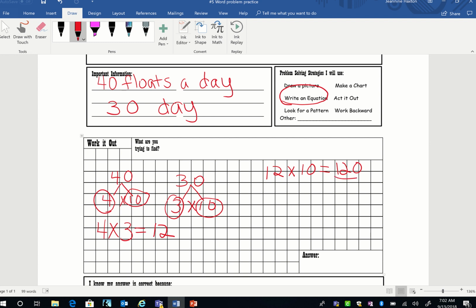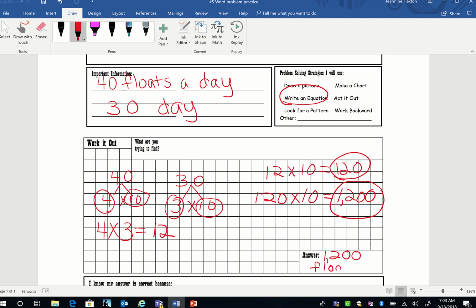And then I'm going to take this number and multiply 120 times 10, and that will equal 1,200, because again, we are shifting a place value, so everything shifts. The 1 goes to the thousands place, the 2 goes to the hundreds place, the 0 goes to the tens place, and then another 0 will go into the ones place. So my answer is 1,200.